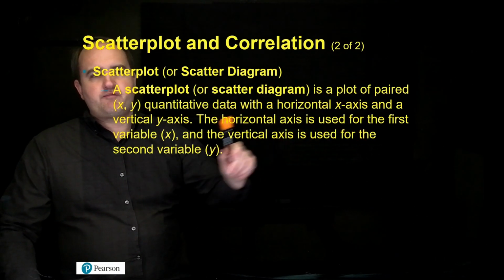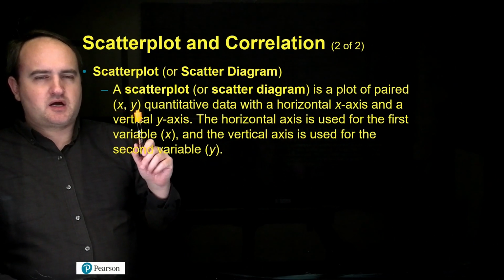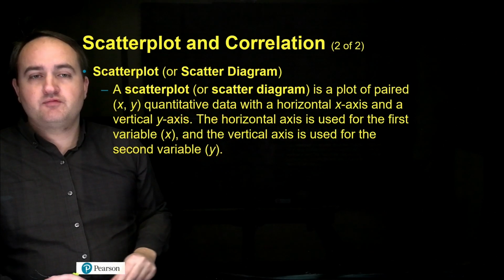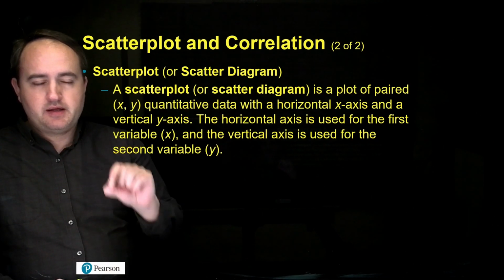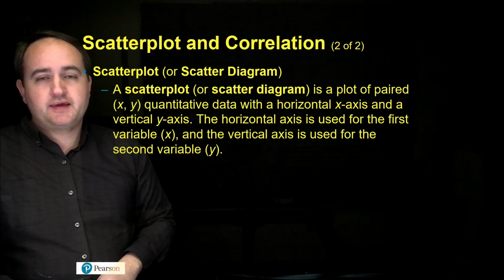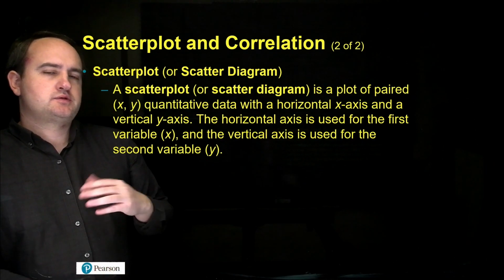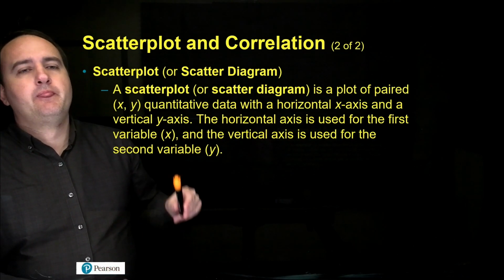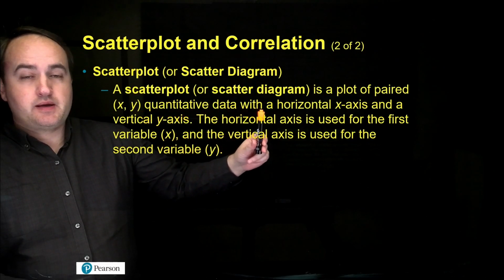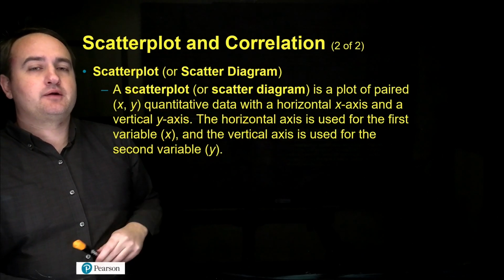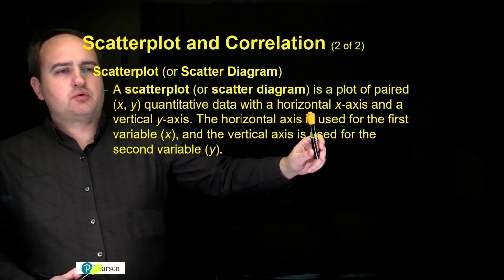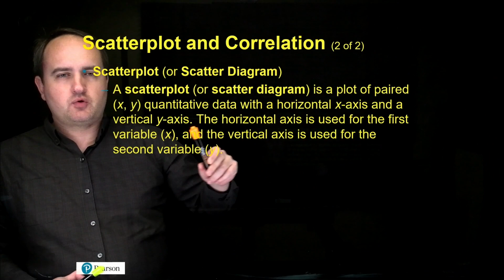a plot of paired x, y quantitative data. Remember, the word quantitative means that they have to be numbers that measure or count something. We can't have qualitative data, so we can't have categories or names or labels. So it all has to be actual numbers that have mathematical meaning. Okay? Quantitative data with a horizontal x-axis and a vertical y-axis.